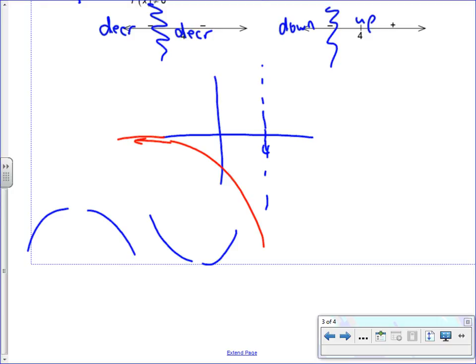I didn't tell you that. Wouldn't it have been nice if I had told you that? But it became clear in making everything else work. On the other side, it does still decrease, but it has to be concave up, and it still can't cross the x-axis. So decrease and concave up. Here are your two decreasing, concave up pieces.